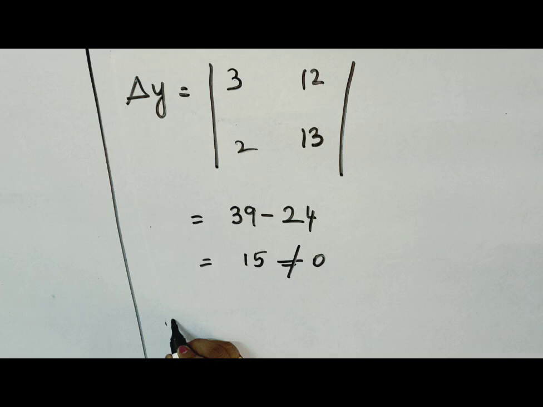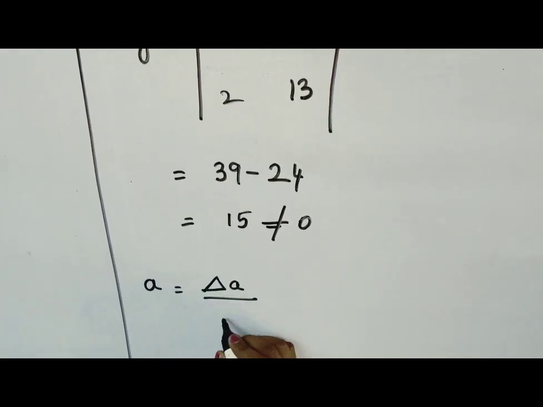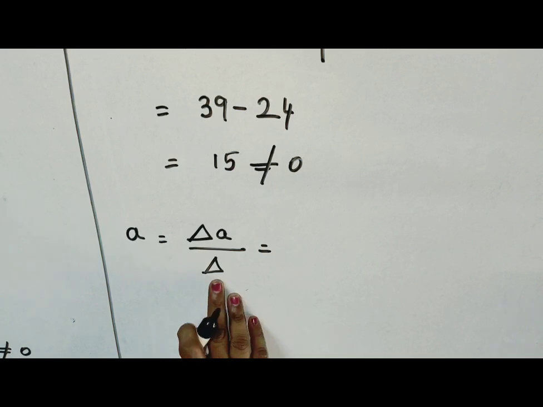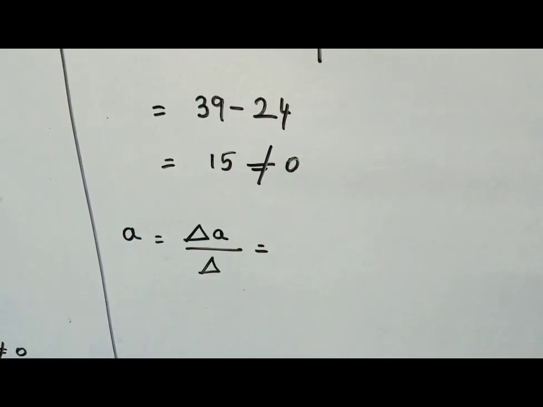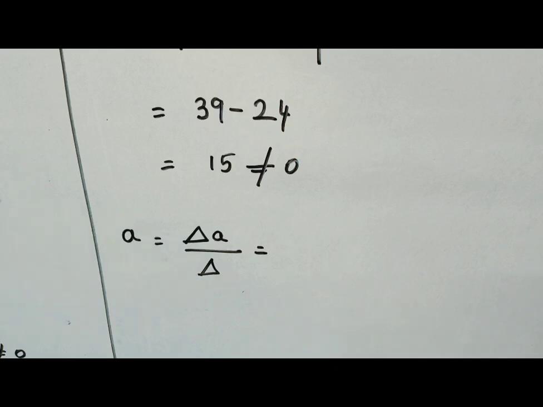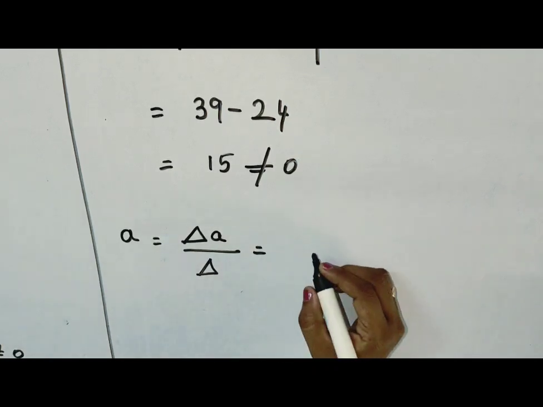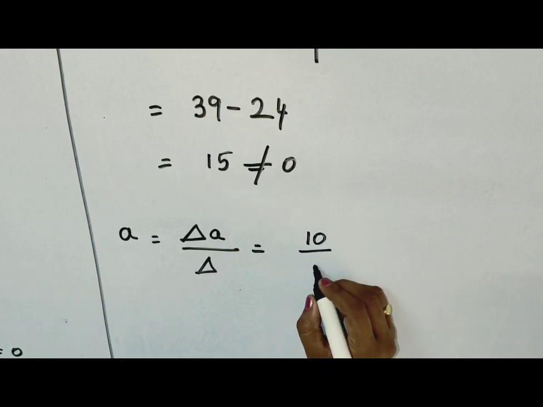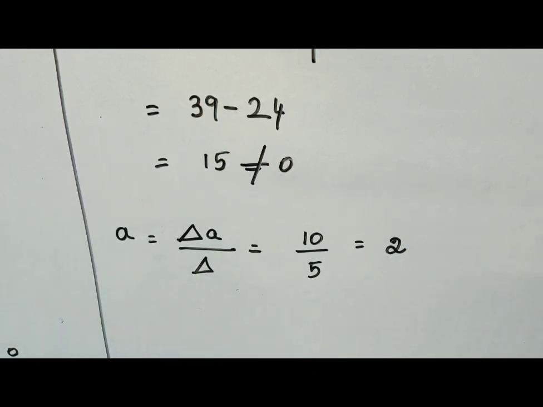Now we will find the value of a using Cramer's rule, for which we use the formula delta a by delta. This is what I told you: the delta value should always be not equals to 0, because if the delta value is equal to 0, anything divided by 0 will give infinity. Okay, what is the value of delta a? We got 10. What is the value of delta? 5, which gives 2. The a value we got is 2.